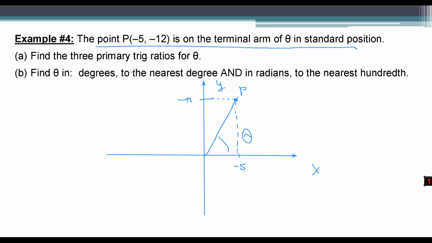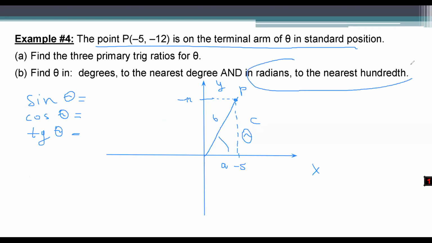Question A, find the 3 primary trigonometric ratios for theta. So sine theta, cosine theta, and tangent theta. Remember that all of these are ratios between the sides of a right angle triangle, A, B, and C, right? There's 3 sides. And sine, cosine, and tangent are ratios of these 3 sides. And question B, find theta in degrees to the nearest degree and in radians to the nearest hundredth.